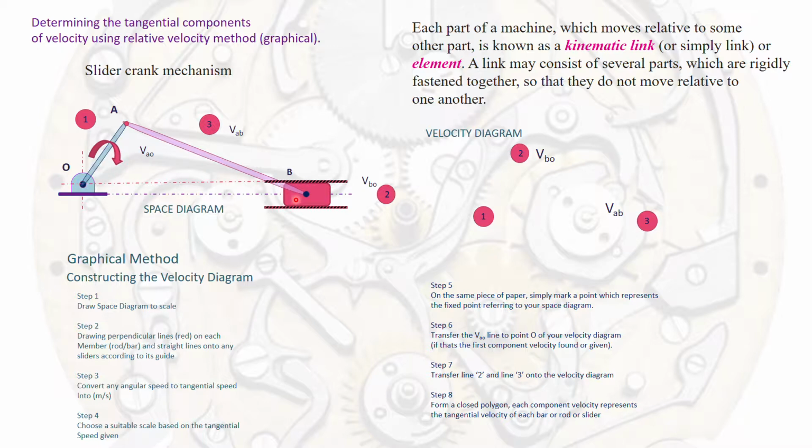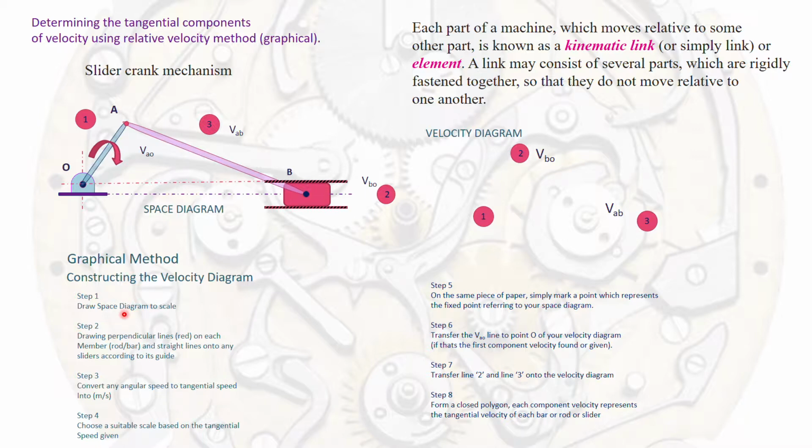Please bear in mind that when you refer to a piston or any slider, the motion of the slider or piston is always taken relative to the nearest fixed point. So that is why I have written here VBO, the velocity of B moving relative to point O, which is the fixed point. Now I will be explaining step by step.